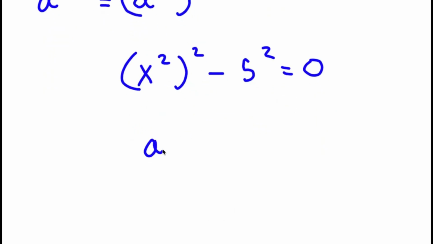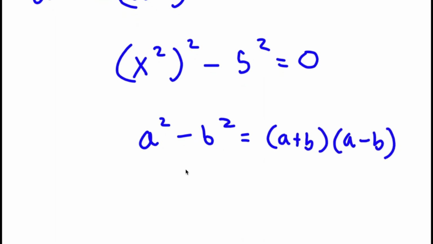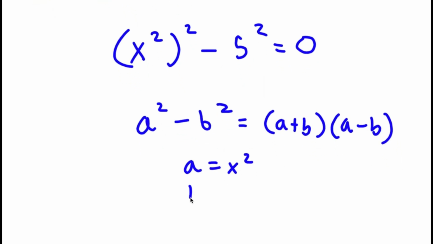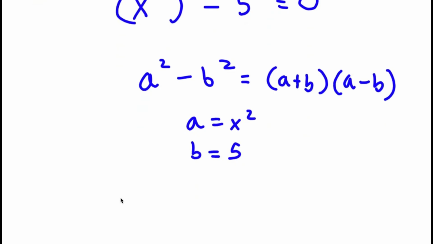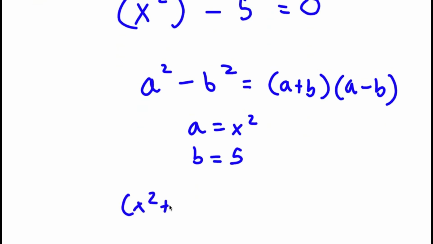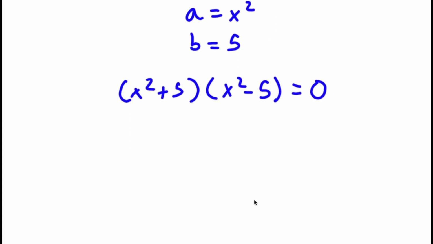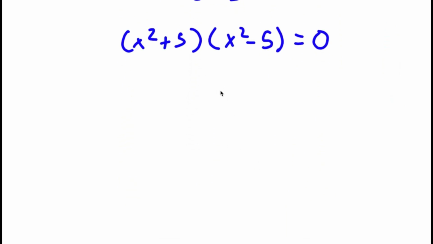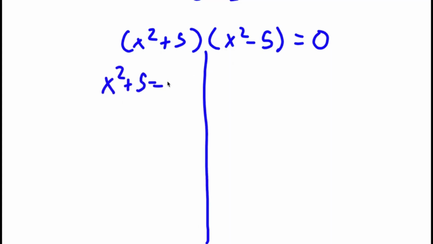Now, if I have something in the form a squared minus b squared, this is equal to a plus b times a minus b. So in this case, a is equal to x to the power of 2, and b is equal to 5. So now I have x to the power of 2 plus 5 times x to the power of 2 minus 5 is equal to 0. So now, this is actually going to give me two equations. I have x to the power of 2 plus 5 is equal to 0, and I have x to the power of 2 minus 5 is equal to 0.